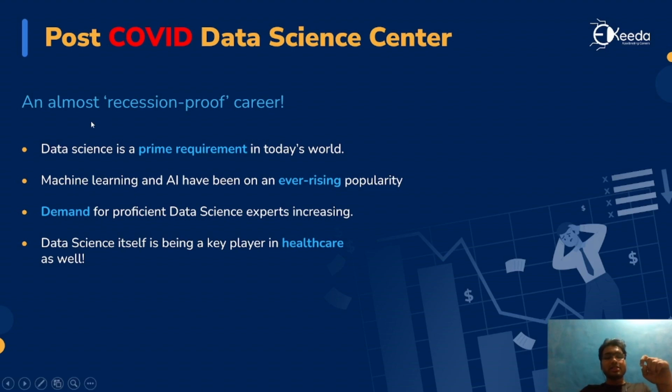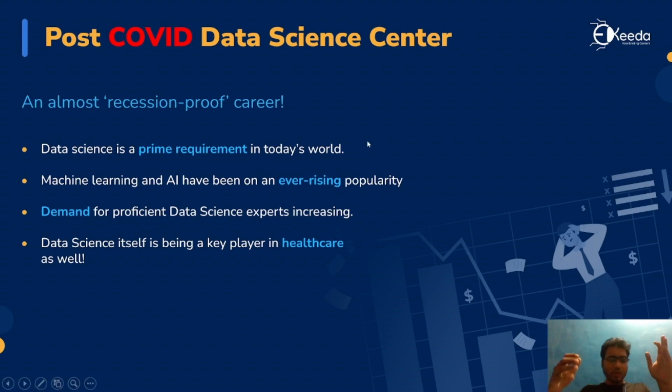Okay, so data science is a prime requirement. Even if you consider after COVID, the jobs in data science have risen. There is growth in the number of jobs in data science. That is why it is called a recession proof career.